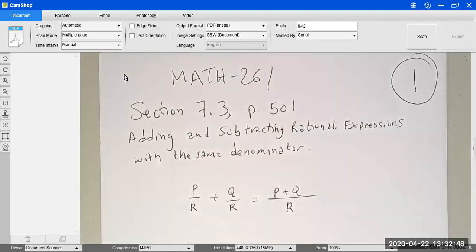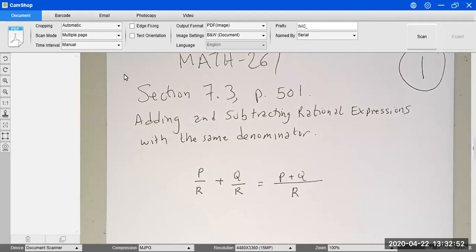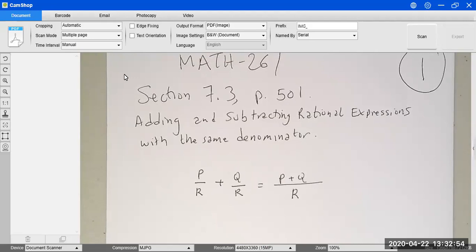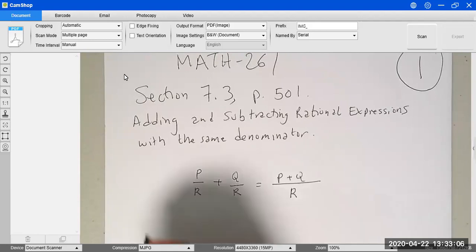So I'm going to use this method to add rational expressions with the same denominator, because as I mentioned before, rational expressions are just fractions where the numerator and the denominator are polynomials. So let's start with the first example.